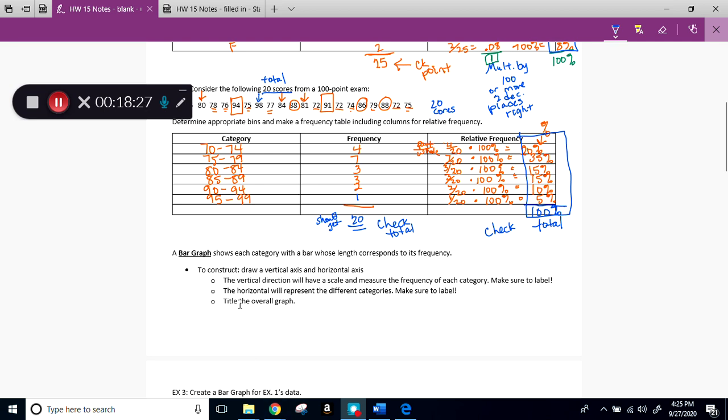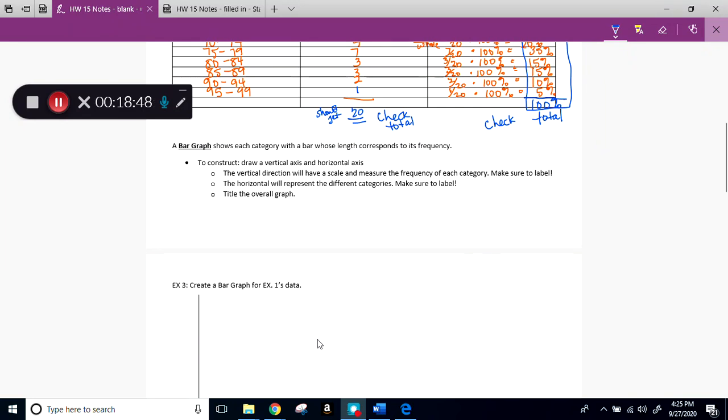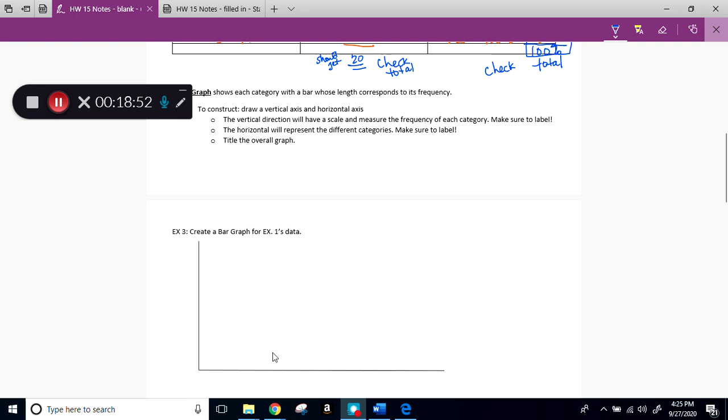A bar graph shows each category with a bar whose length corresponds to its frequency. To construct it, draw a vertical axis and horizontal axis, and we'll do that in just a minute. The vertical direction will have a scale and measure the frequency of each category. Make sure to label. So let's think about that. So the vertical axis will be the frequency.